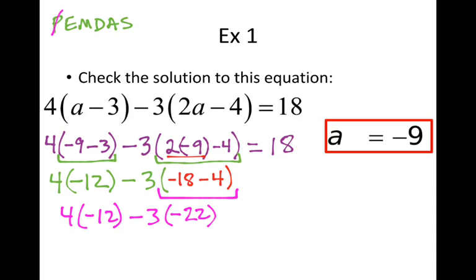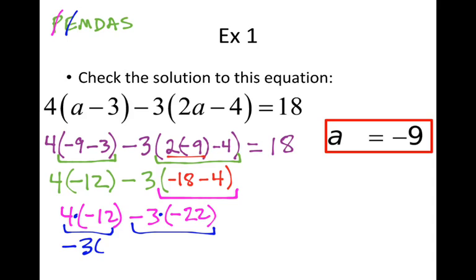Do we have any exponents? No, so we don't need to do that. Do we have any multiplication or division? We've got more though, right? These numbers here next to the parentheses mean multiplication, don't they? That's multiplication, and that's multiplication right there. So let's do our multiplication next. What's 4 times -12?